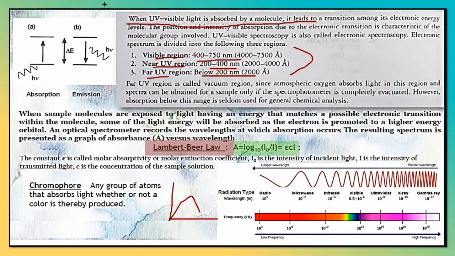Now an important term comes in that we are going to discuss, that is chromophore. So what is a chromophore? Any group of atoms that absorbs light, whether or not a color is thereby produced, right? If some group is absorbing light and producing color, then it's called chromophore. Basically chromo means color. Now here one beautiful diagram is given: whenever you are allowing light or radiation, the electron goes up, and whenever it goes down, again the emission occurs.